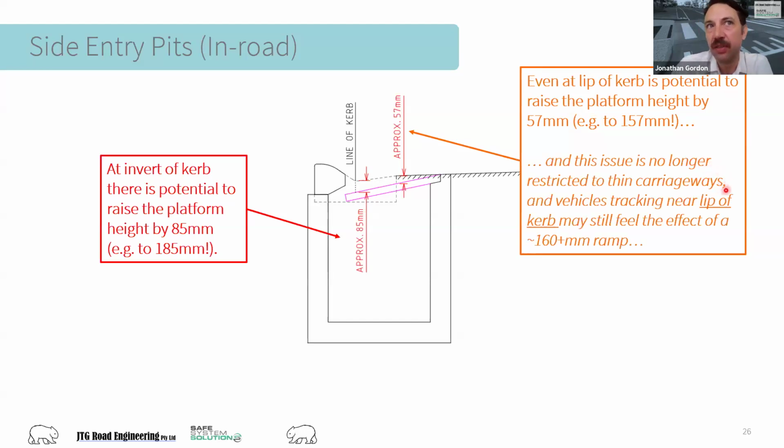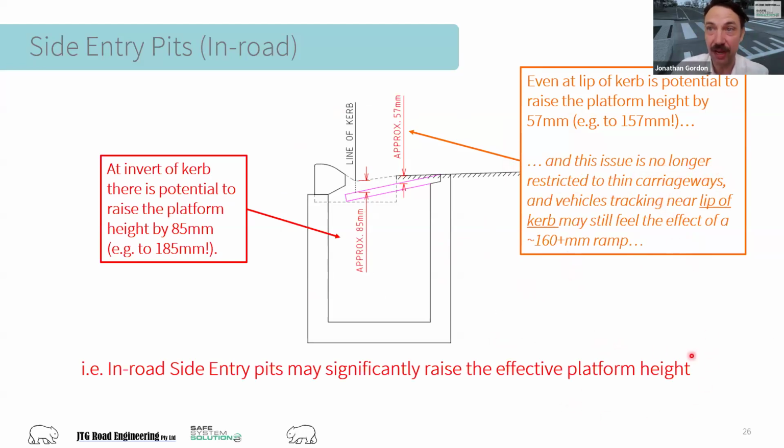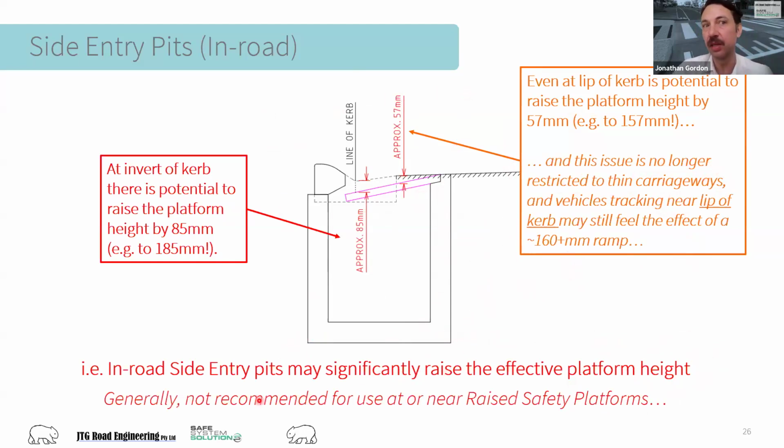And that means that our issue is no longer restricted to thin carriageways, and that an in-road side entry pit may, for the average vehicle, be dramatically increasing our platform heights from 100 millimeters to something that may result in a vehicle bottoming out. And I'd say that significantly raising our platform heights is a key issue. We'd be really reluctant to recommend this as a great drainage solution. And you may be able to consider these for your project. I'm not saying it's unacceptable, but I'd say I generally wouldn't recommend an in-road side entry pit.